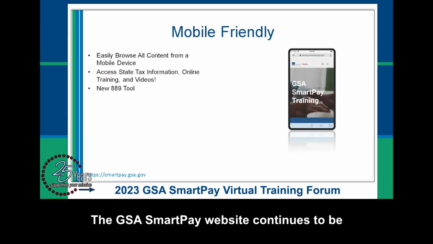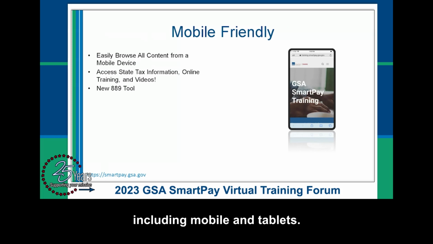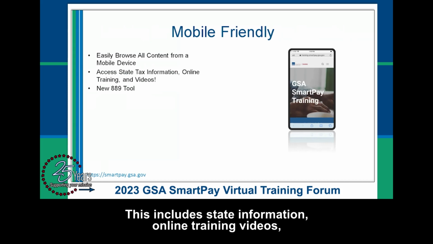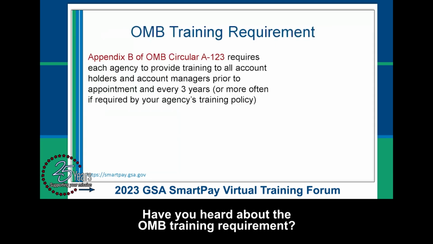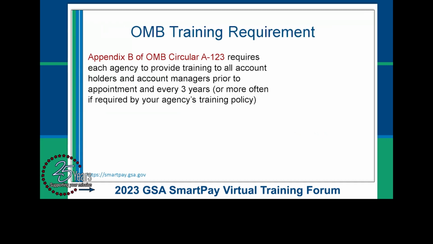The GSA SmartPay website continues to be easily accessible from any device, including mobile and tablets. This includes state information, online training, videos, and the new 889 tool. During the demo of the new 889 tool, we'll be showing live demos of using it on the website and on mobile. Have you heard about the OMB training requirement? Let's talk about it for a moment.